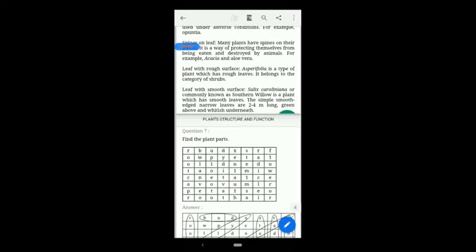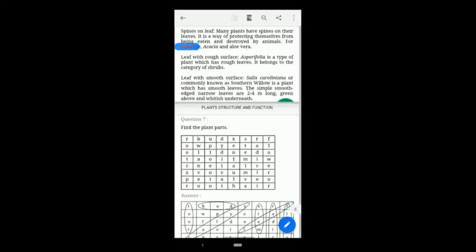Next we have leaf with smooth surface. Salix caroliniana, commonly known as southern willow, has smooth leaves. The simple, smooth-edged narrow leaves are 2 to 4 meters long, green above and blistered underneath. See these images for better understanding. If possible, I will upload it later.